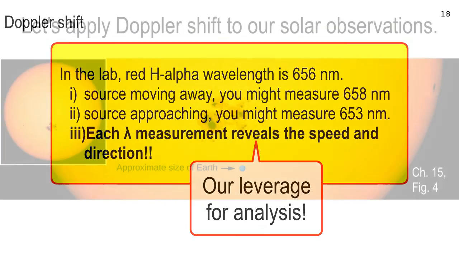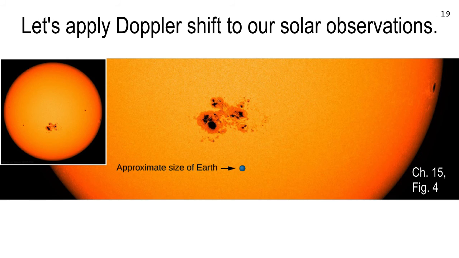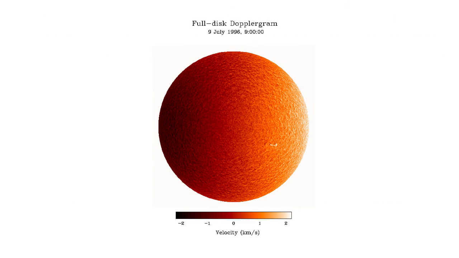Now, here's an example. The sun. This is figure 4 from chapter 15. And yes, this little dot here is the Earth compared to the sun, to scale. It's amazingly small. That's our big, gigantic planet, and compared to the sun, it's a blip. Now, here is what we call a Dopplergram. Go ahead and make a note of that word, Dopplergram.